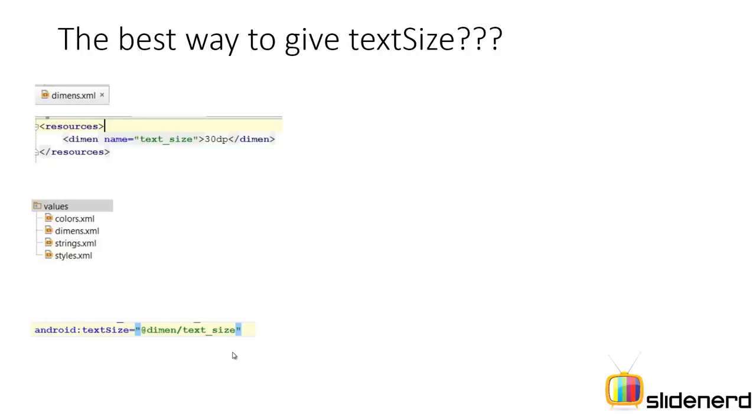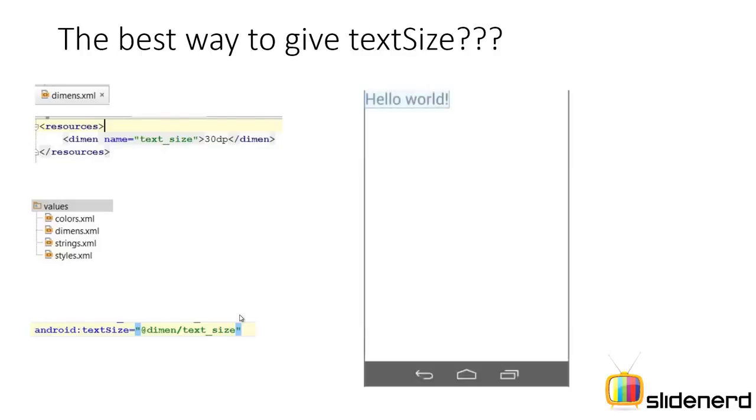approach if you're making apps at a professional level. I strongly suggest you do this, alright? And again you're going to see the output just the same way. This is inside my layout where I have written android:textSize is @dimen/text_size, right?